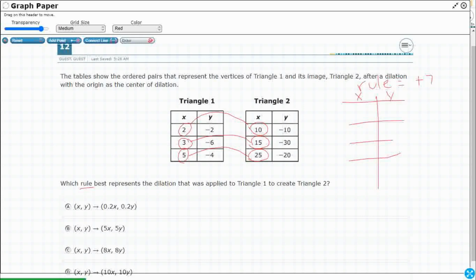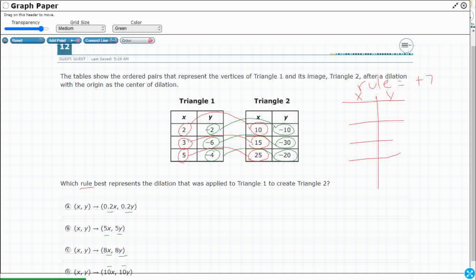The thing with these dilations is it is possible to have two sets of numbers with different rules. So this 2 goes with this 10. Now, as you can see, looking at all of our rules, it actually is the same for all of them, but that's not always going to be the case. Sometimes you could have one rule that acts on your x coordinate and a different rule that acts on your y coordinate. So you just need to keep that in mind.